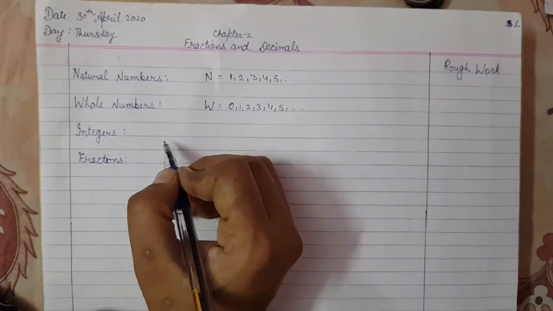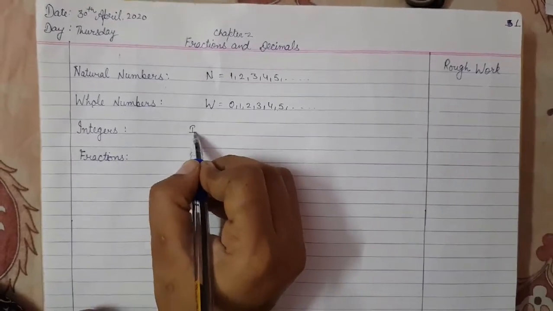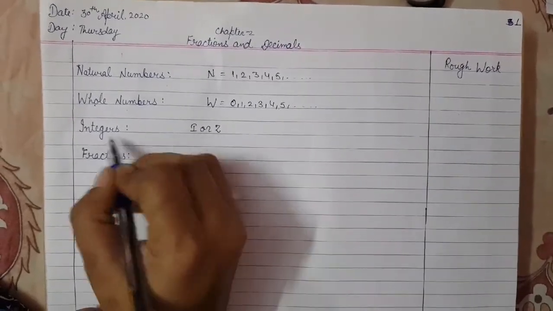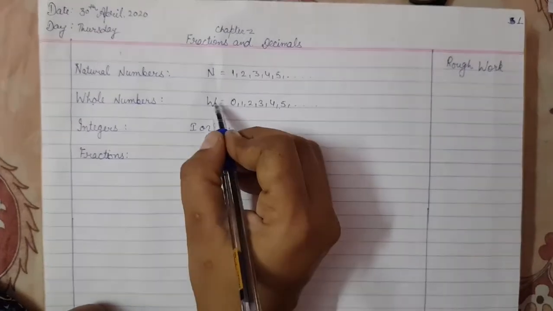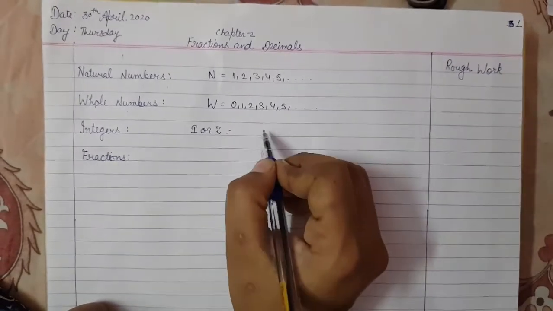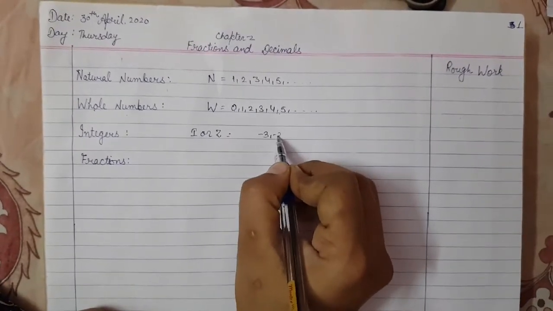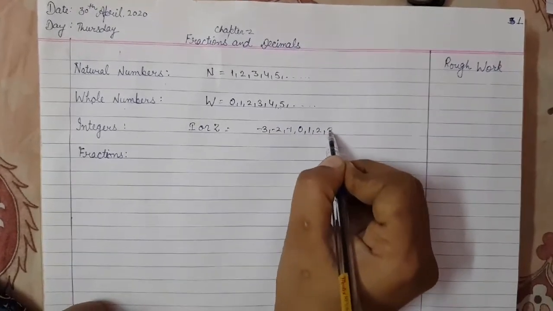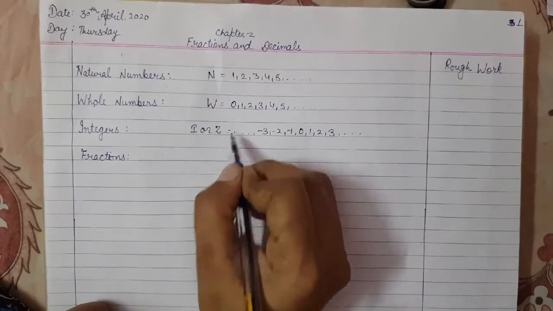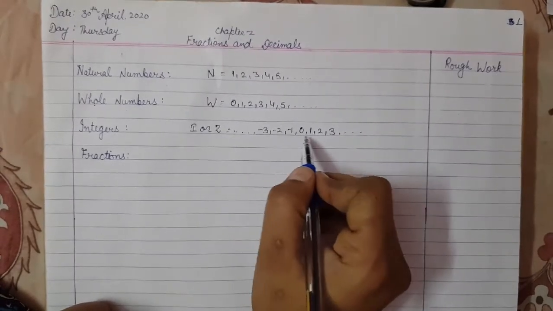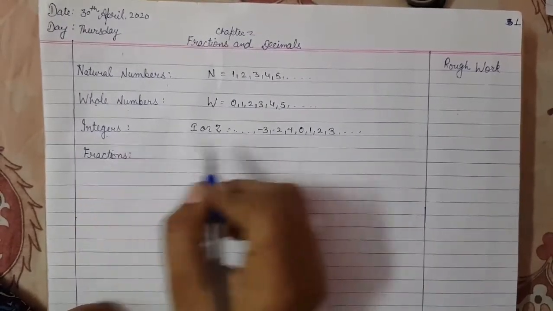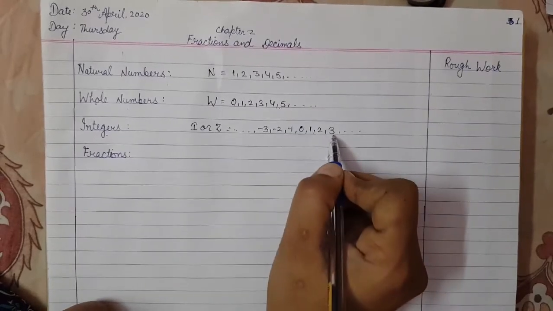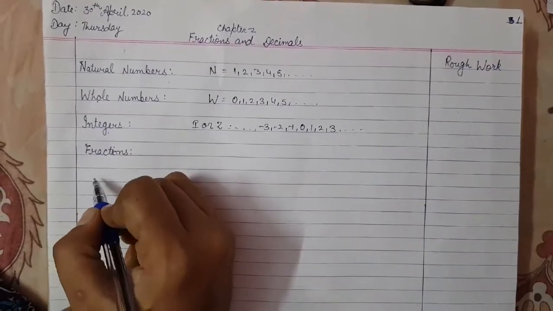Third is integers. We generally use I or Z to represent integers. If with whole numbers I also take negative numbers, -3, -2, -1, then whole numbers 0, 1, 2, 3 and so on, then these numbers together are called integers, means negative numbers, 0 and positive numbers together are called integers.